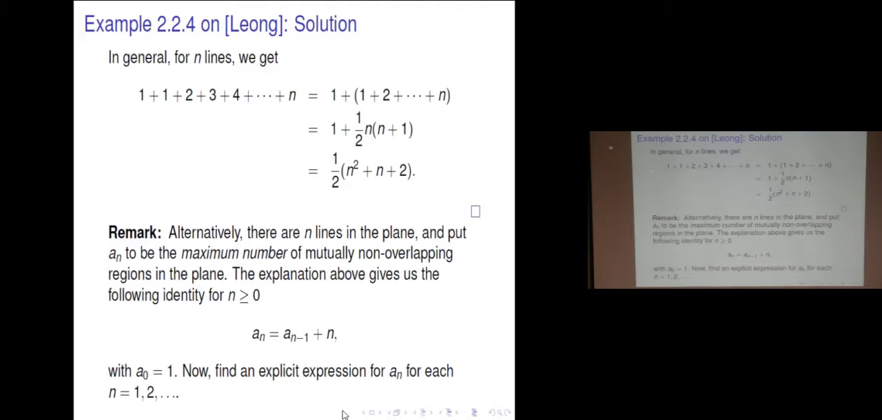The first one, leave it alone. The rest is just a triangular number, right? So this is 1 plus Tn, the triangular number. We have calculated this triangular number, so we get this, and then this is the answer.